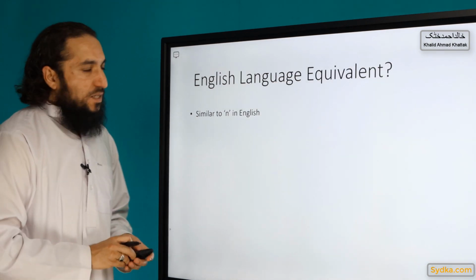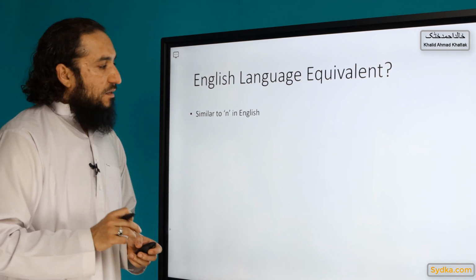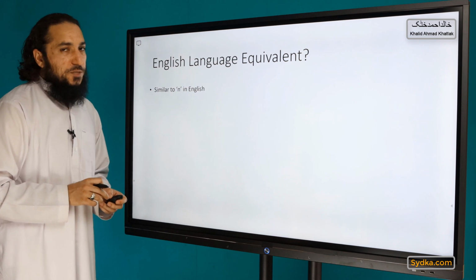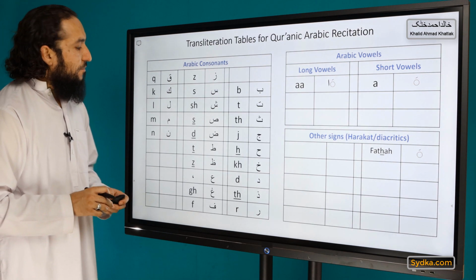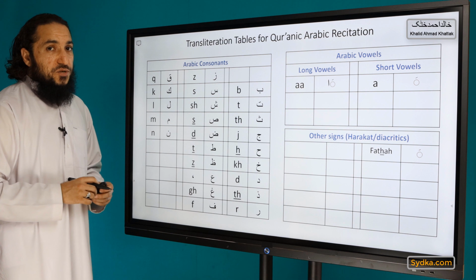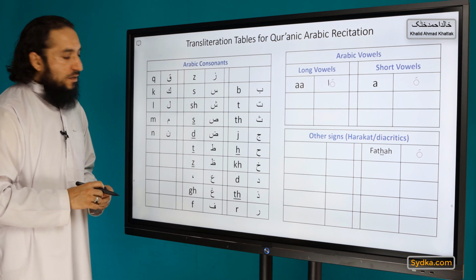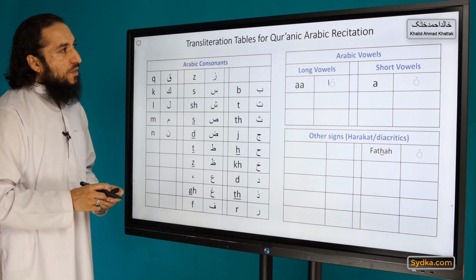The English equivalent: the letter N is the English equivalent for noon when it is pronounced clearly. For transliteration purposes, we will be using the letter N to represent noon.